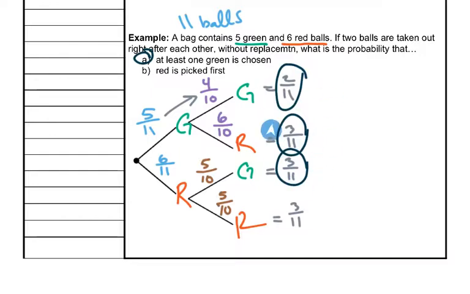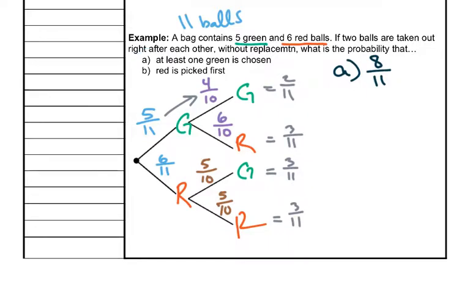So let's add up these three fractions. That's going to give us 8/11. So the probability of getting at least one green is 8 out of 11. That's pretty likely. This next problem is asking, what if red is picked first?